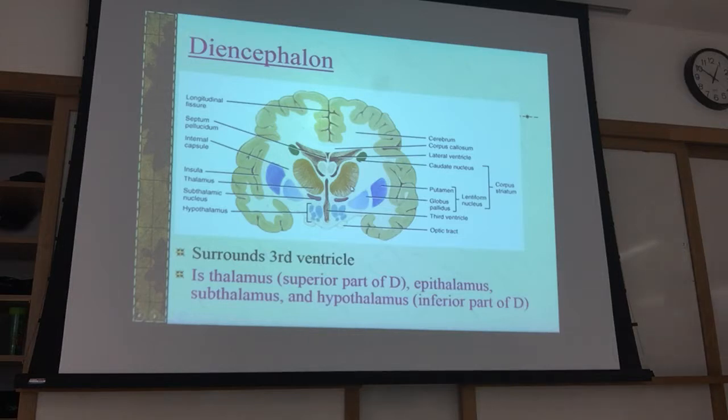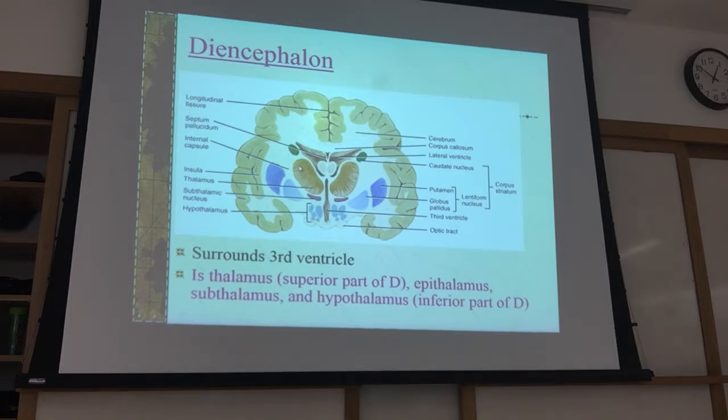The largest part of the diencephalon is the thalamus. Below the thalamus is the hypothalamus. Below that is the pineal gland. Pituitary gland, sorry. So the thalamus, the hypothalamus, the pituitary gland, the epithalamus, these are all a part of the diencephalon. The thalamus is this area here that's highlighted in orange.